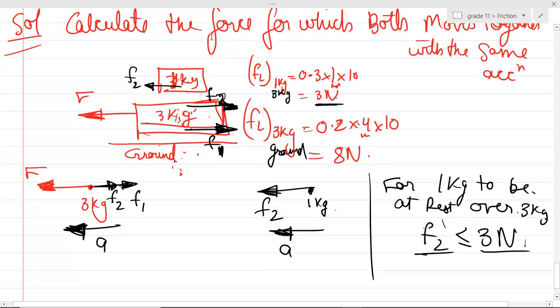Is it clear? Can you see the force between 1 kg and 3 kg was F2? And for the 1 kg to be at rest over the 3 kg, this frictional force F2 should be less than the limiting friction. Yes? Can you see F2 is less than the limiting friction?